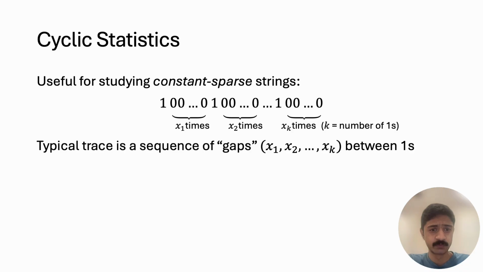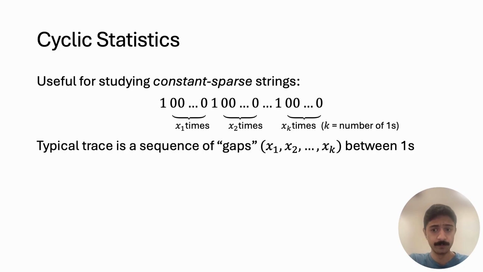These statistics are useful for studying constant sparse strings, by which I mean strings with exactly k ones for some constant k. Since we don't care about cyclic shifts, each of these strings has the form 1 followed by x1 zeros, then a 1 followed by x2 zeros, and so on, all the way up to the last one followed by xk zeros. And this string and a typical trace from this string can both be represented as a sequence of gaps, x1, x2, ..., xk, between the ones in the string. And this is the representation that I'll use from now on.